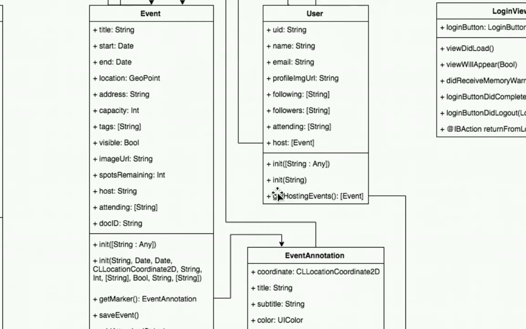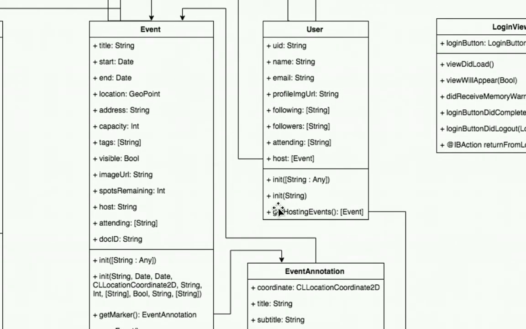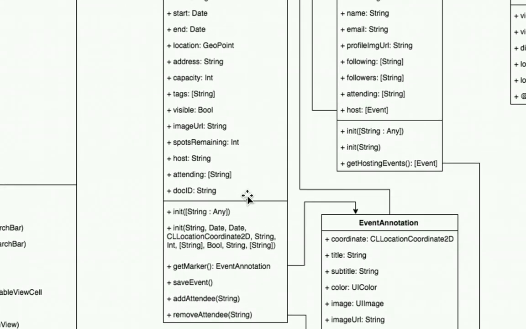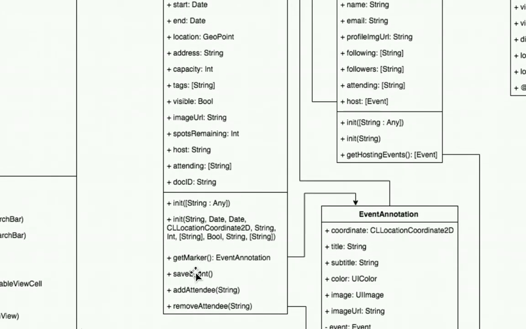You can see that it follows an object-oriented structure where it shows that it's able to generate what events this user is hosting by calling the get hosting events method. We can see similar things for the events. We can save the event, add attendees to the event, remove attendees from the event, so on and so forth.